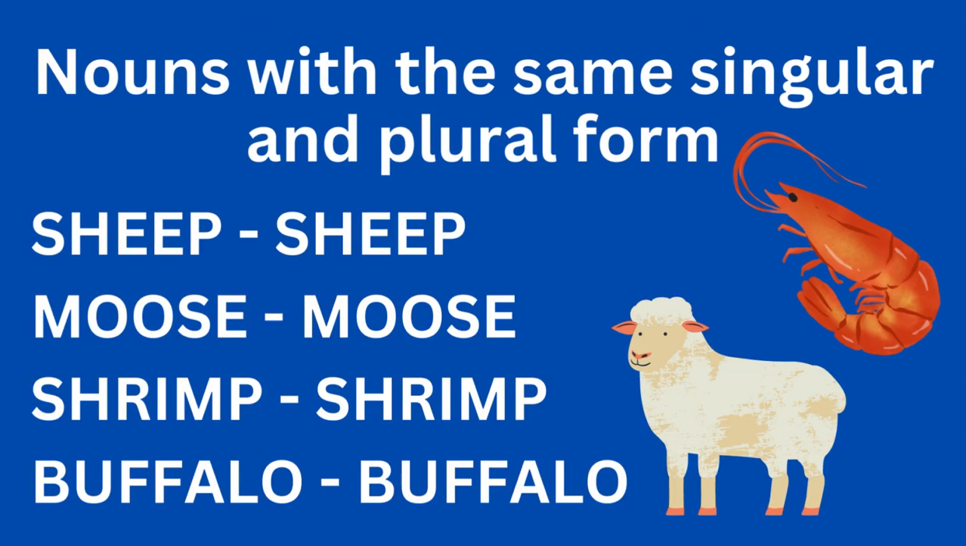That's not all. We also have nouns that have the same plural and singular form. One sheep and two or more sheep. The same goes for moose, swine, buffalo, and shrimp. I love eating shrimp. What about you, guys?